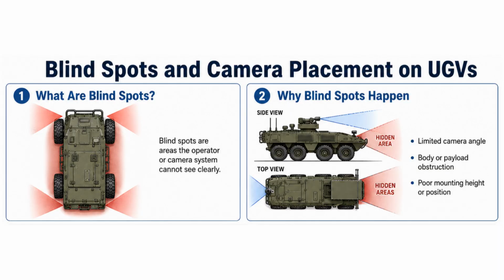Now let us understand blind spots in a vehicle camera system. Blind spots are areas around the vehicle that the operator or camera system cannot see clearly. They are usually caused by limited camera angles, poor mounting height, or obstruction from the vehicle body and payloads. Good camera placement helps reduce these hidden areas. Front and rear cameras provide basic driving coverage, while side cameras improve visibility during turning and close maneuvering. A higher-mounted mast camera can add wider situational awareness.